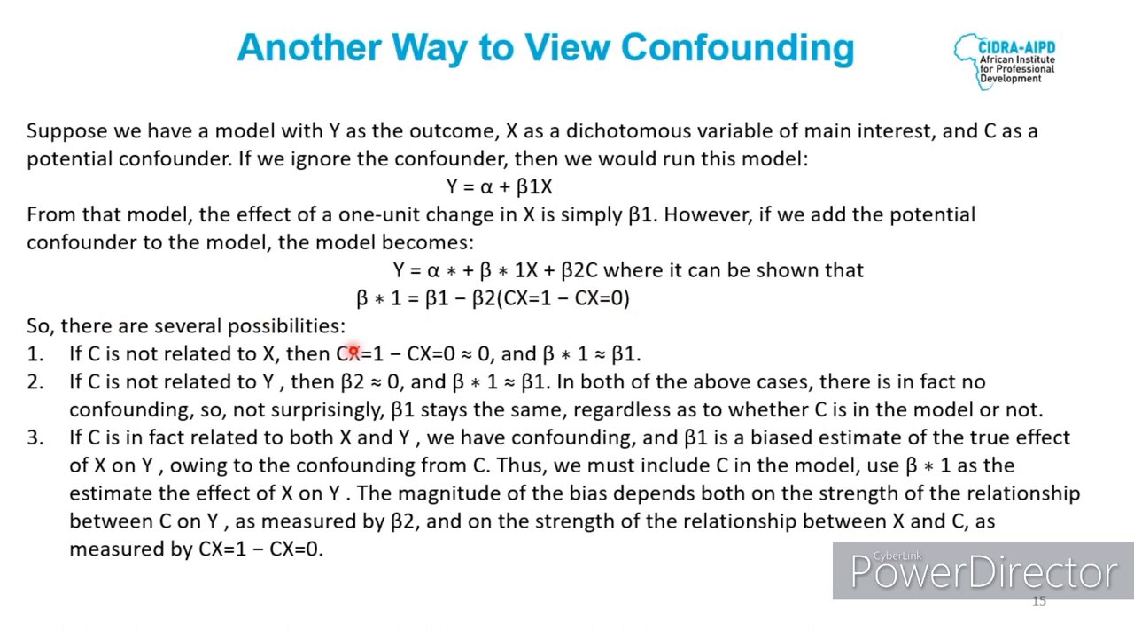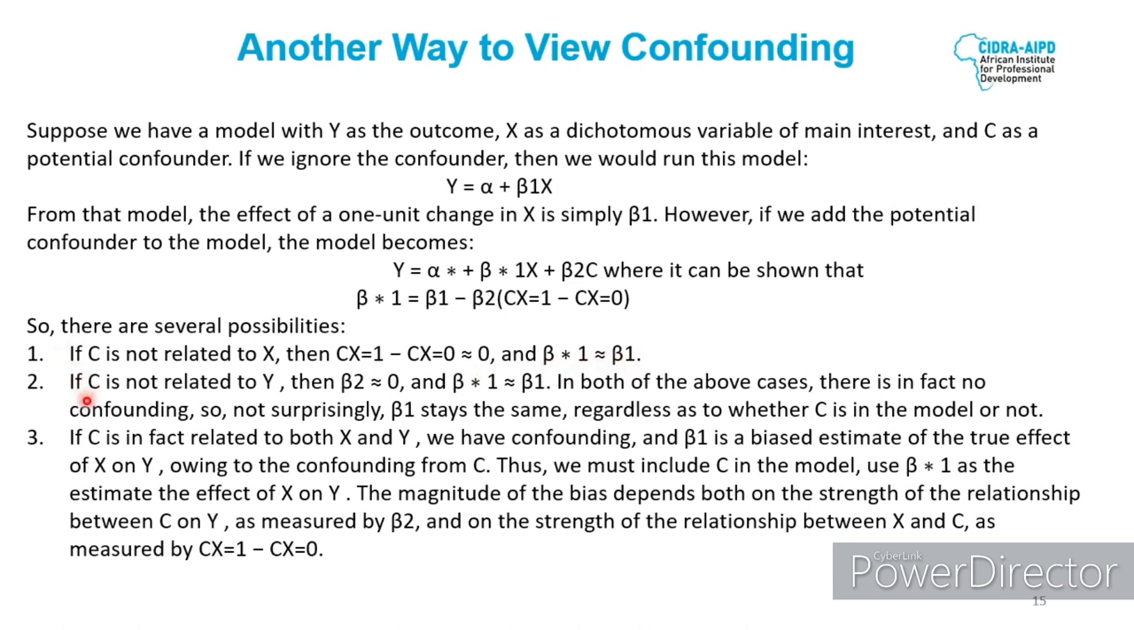So there are several possibilities. Let us look at them to understand this model a little better. If C, that is the confounder, is not related to X, then C|X=1 minus C|X=0 will tend to be 0, and beta1* will actually be beta1.